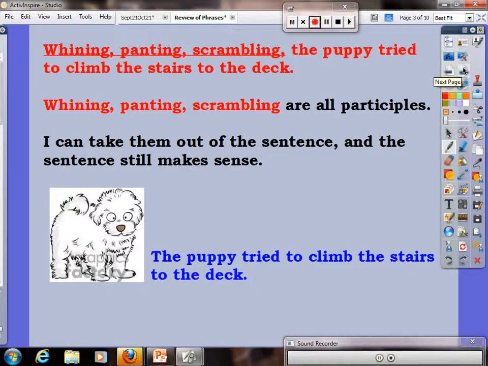Here's another sentence. Whining, panting, scrambling, the puppy tried to climb the stairs to the deck. Okay, whining, panting, and scrambling, I know immediately because they're ing words that I'm going to be looking for those, and in this case they're all participles. I can take them out of the sentence and the sentence still makes sense. The puppy tried to climb the stairs to the deck. Well, that makes perfect sense. Alright, whining, panting, scrambling, they all act like actions, but in this case they're describing the puppy. So those are what's called participles.